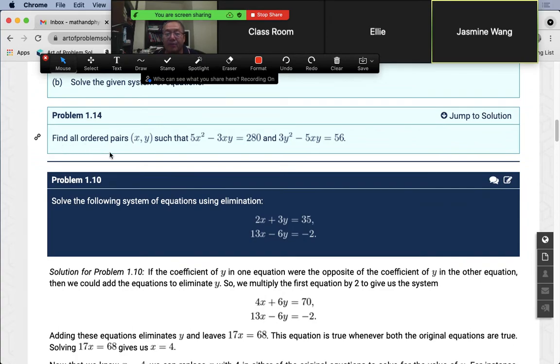Jasmine, can you read this problem? Find all ordered pairs x, y such that 5x squared minus 3xy is equal to 280 and 3y squared minus 5xy is equal to 56. Okay, I'll give you 3 minutes. Can you try to solve this problem?